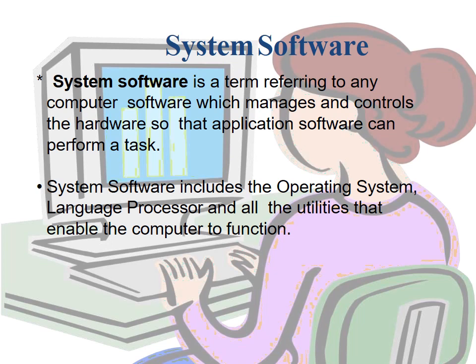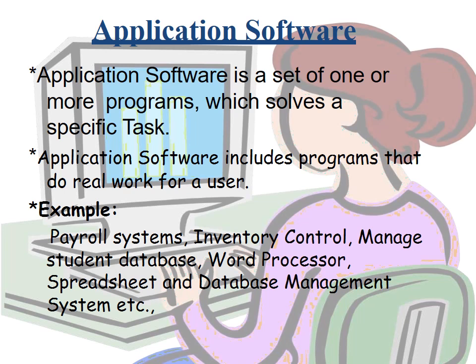System software includes the operating system, language processor, and all the utilities that enable the computer to function. Now next is application software. It is one or more programs which solves a specific task. Application software includes programs that do real work for a user.